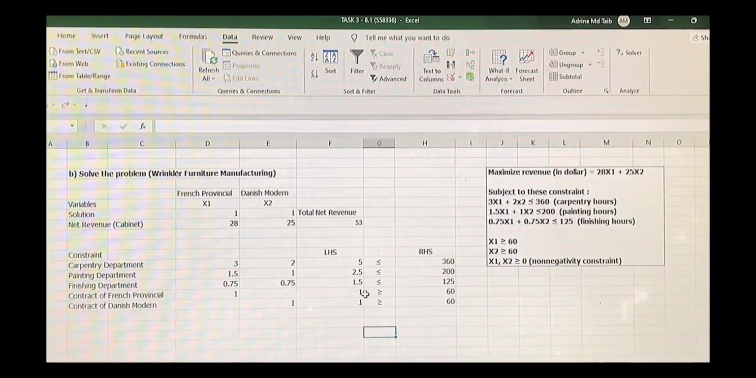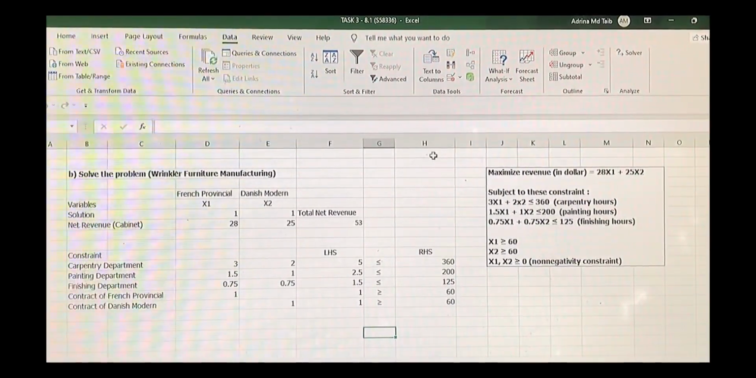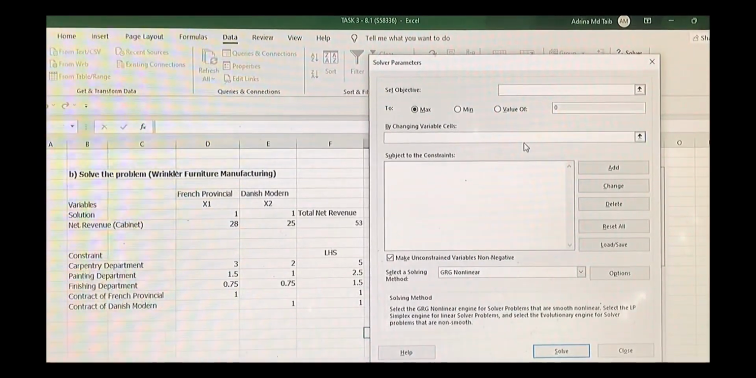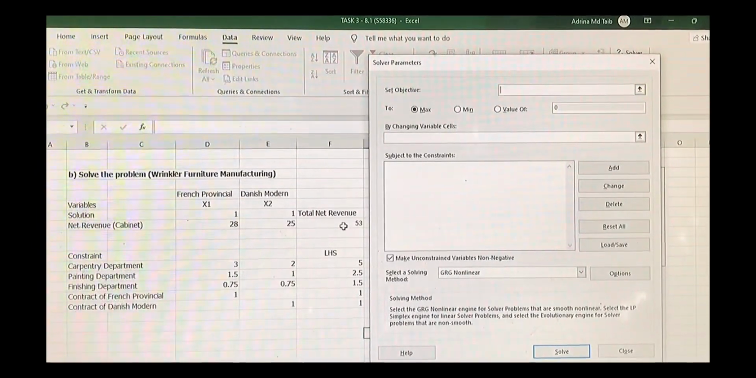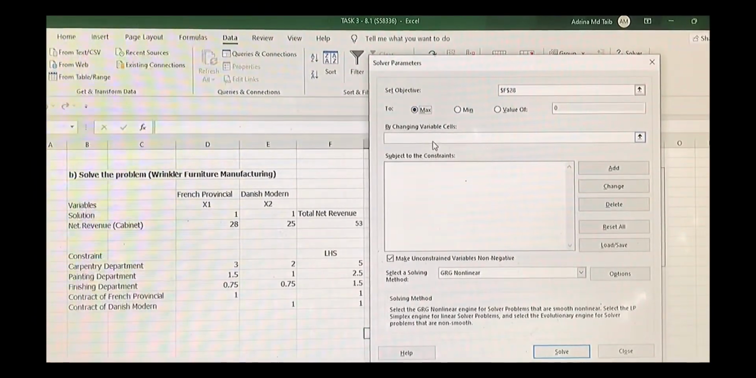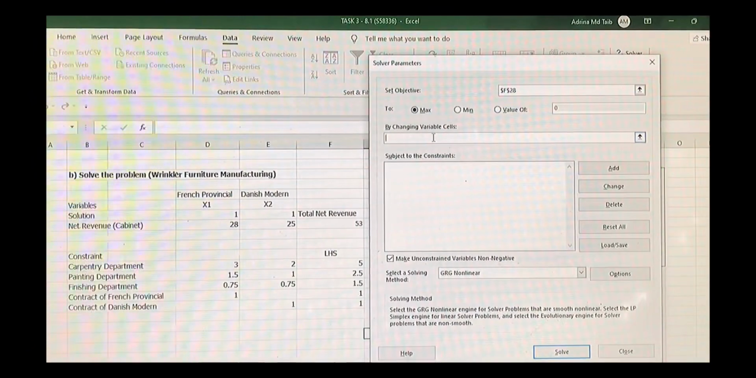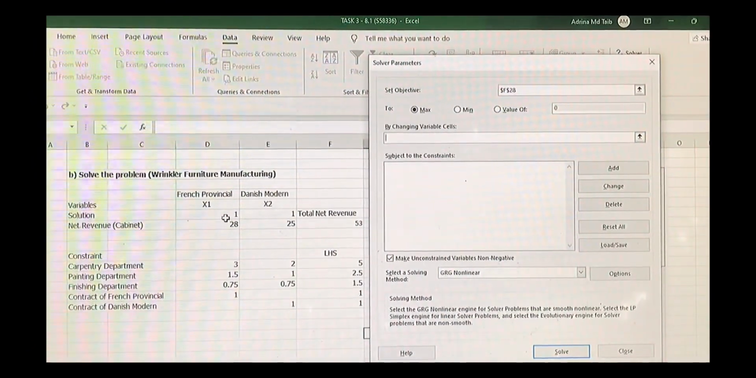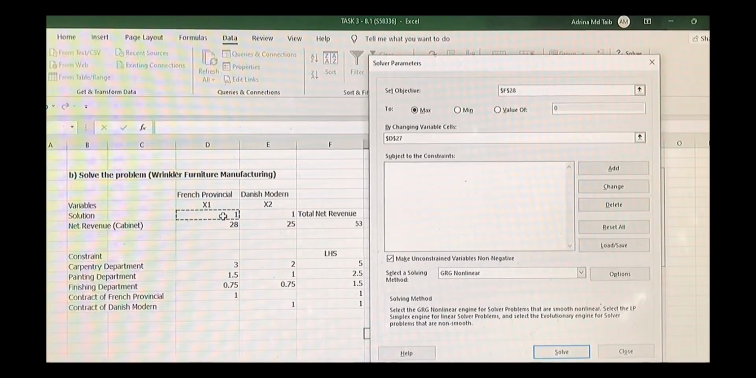So we have completed our table right now. Now we focus on solving to maximize the revenue. First we go to Data and pick Solver, and we set the objective. Set objective to the total net revenue. We take this one, F28, and we click Max because I would like to maximize the revenue. Secondly, we go to By Changing Variable Cells and I take D27 until E27.